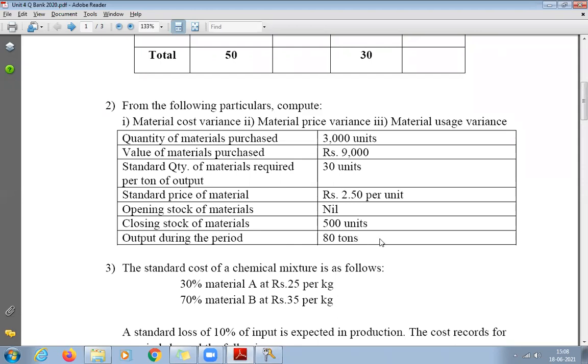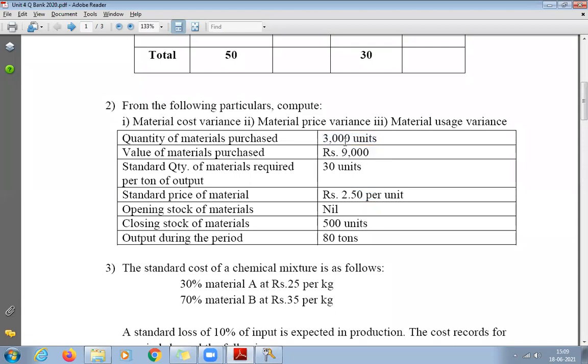So what is missing? What do we need to calculate all this? I need the standard price. Standard price, I know it is 2.5. Actual price, do we know how much it is per unit? We can calculate it: the value of material purchased divided by quantity purchased. That is 9000 divided by 3000. How much will we get? 3 rupees.